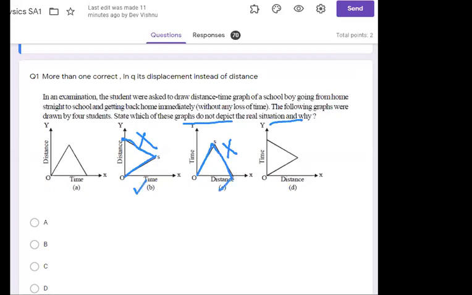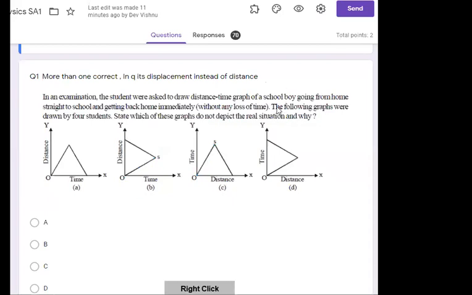Got it? Tapish, my voice should not be cracking. Guys, is my voice cracking? No, right? Correct. Okay, audible. Tapish, it is audible, right?